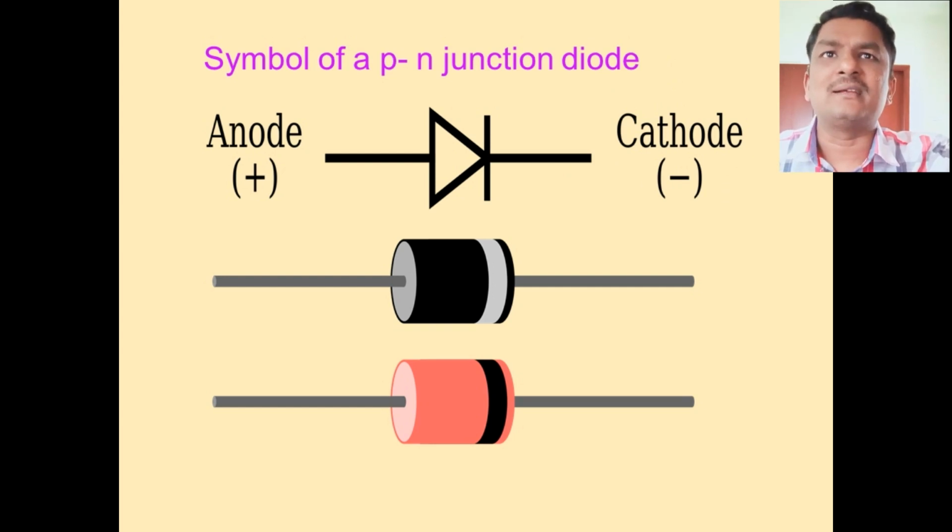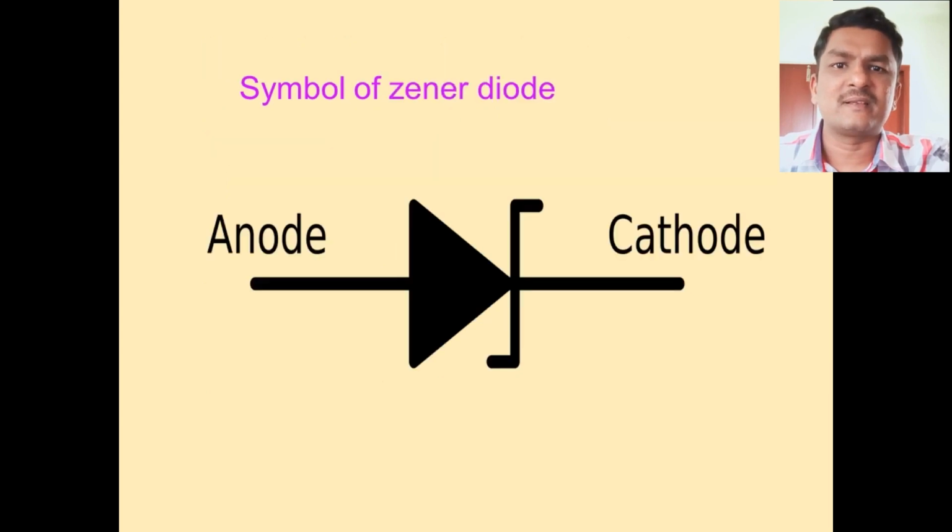In the market, the PN junction diode looks like this, and they are very small in size. They are sturdy, so they can be used in microcircuits. This is the symbol of PN junction diode. This is the symbol of Zener diode, with anode and cathode mentioned in the diagram.